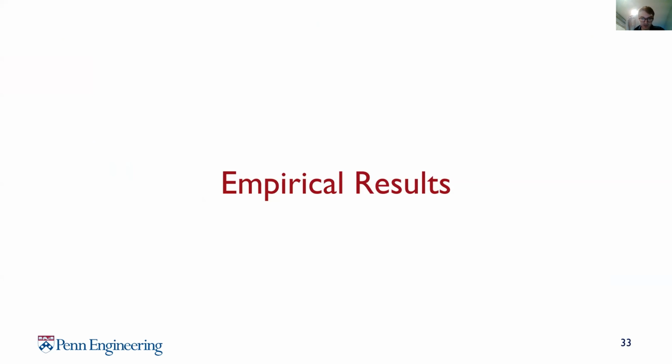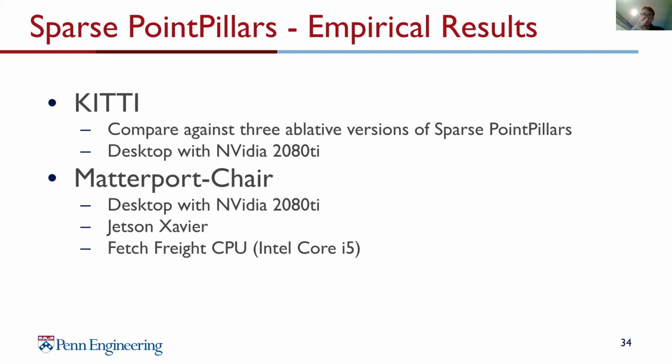So that's all well and good, but if it doesn't have good empirical results, who cares, right? So we ran two data sets and we did an ablative study as well on our backbone. On the KITTI data set, which is what was used in the original 2019 PointPillars paper, we're able to run against that as well as three ablative versions of our sparse PointPillars backbone. And we do this on a traditional evaluation platform, a desktop with a high-end GPU. And then we also have our own data set. This data set was collected using Matterport 3D, and it's a chair detection task.